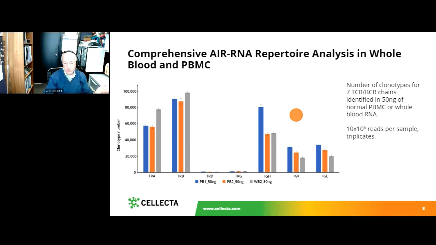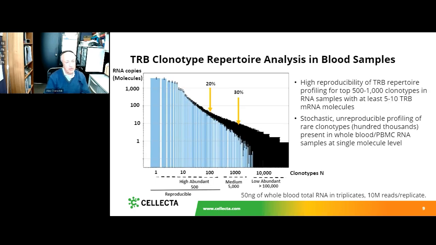TRD and TRG, the gamma and delta chains of the T cell receptor, are very rare, so that's why the number is low. But the first question when you try to run this assay is: are these data reproducible or not? And the simple answer is, it's not. The data are not reproducible. If you try to repeat this experiment in triplicates and compare the set of CDR3 sequences which you identify, you will see that at least 99% of the sequences, 99,000 from 100,000, are amplified from only a single molecule, as shown here on the y-axis.